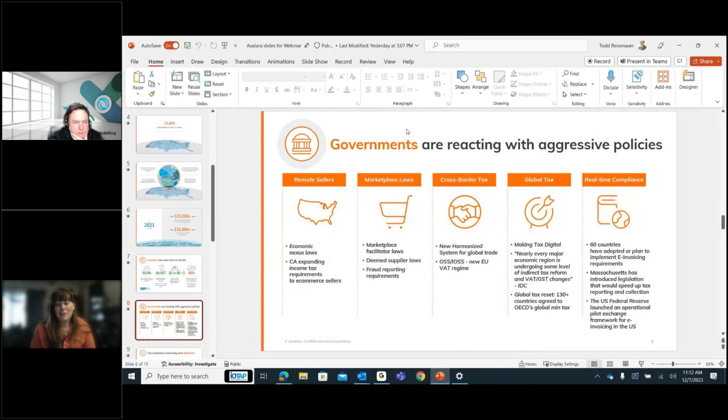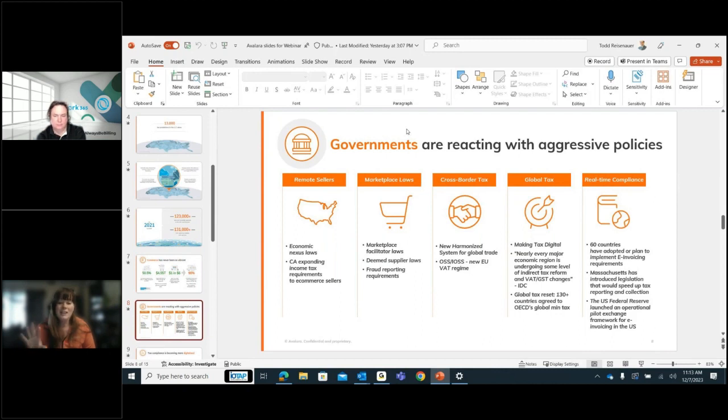And with that, governments are reacting with really aggressive policies. I have a few on here. I know the slides are likely going to be sent out afterwards, but a couple things that I wanted to mention. All 45 sales tax states, including local parts of Alaska, as well as DC and Puerto Rico, have now adopted economic nexus laws, as well as marketplace laws as of just this past year.